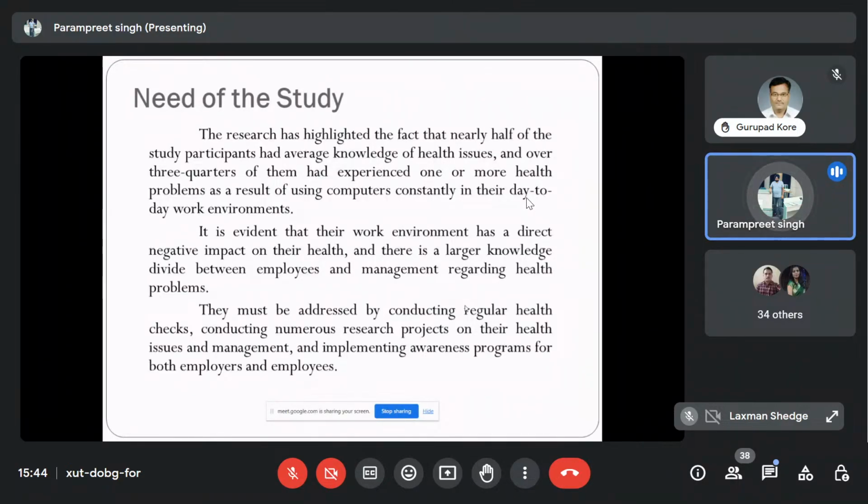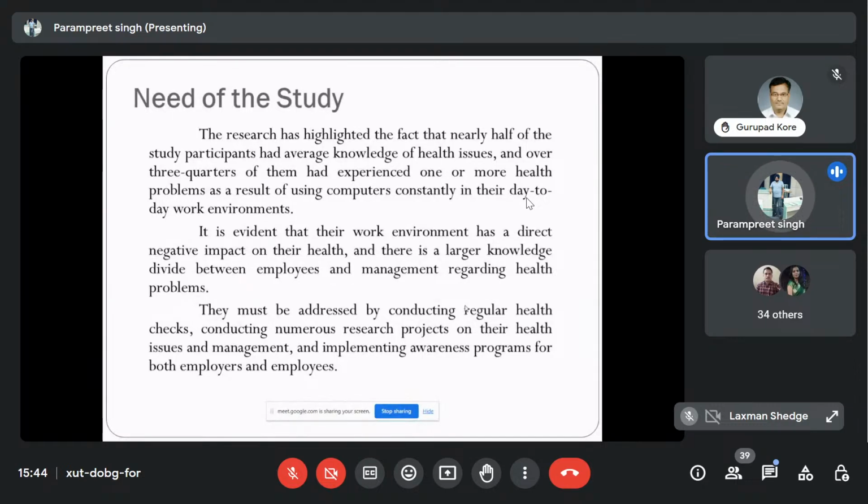Nearly half of the study participants had average knowledge of health issues, and over three quarters of them had experienced one or more health problems as a result of using computers constantly in their day-to-day work environments.